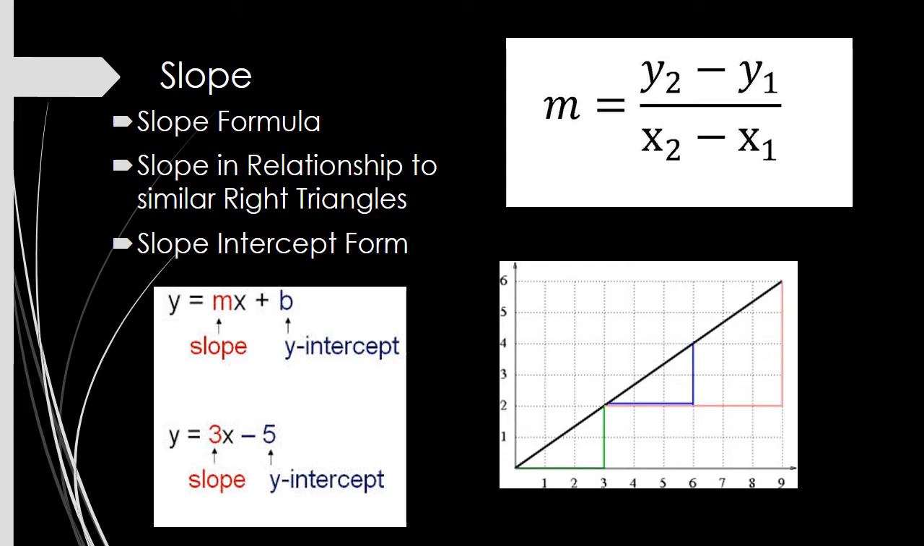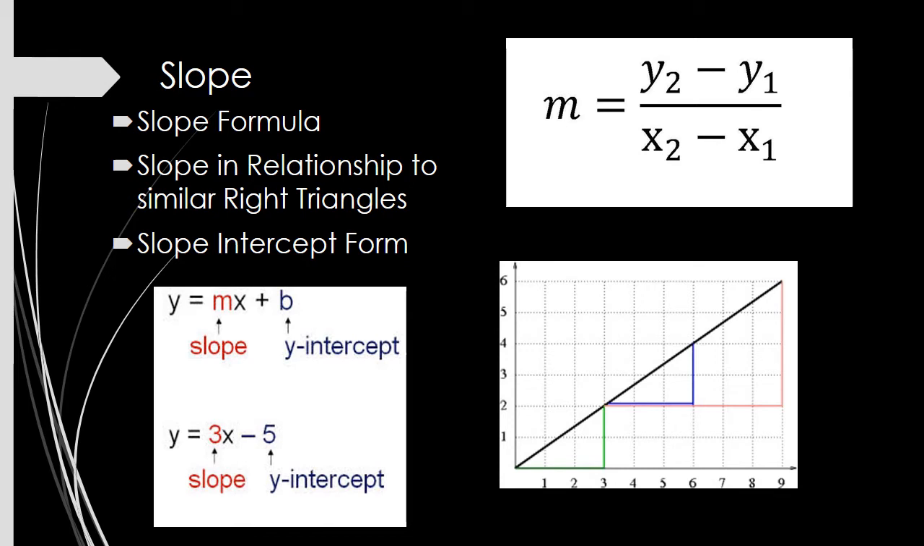Now we look at slope. First thing that we need to know about slope is its formula. The slope formula is m equals y2 minus y1 over x2 minus x1. There are many ways that we can talk about slope. We could call it rise over run. We could call it change in y over change in x.